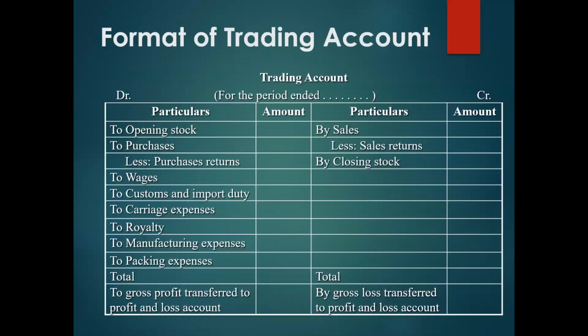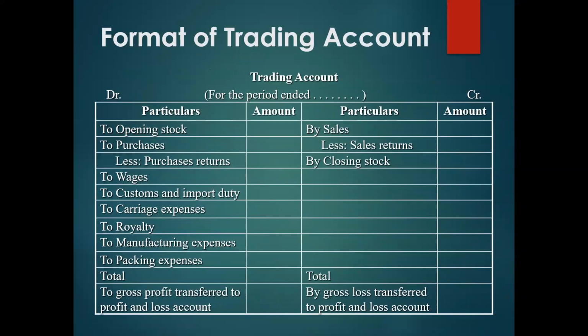So this is the format of the trading account. If you see carefully, on the debit side, there is the opening stock of the business, the purchases made, and less the purchase returns. That is, if there are any purchase returns, you have to subtract those from the total purchases made, and the remaining amount, or the remaining cost, has to be entered in the amount column, along with the wages, the customs and import duty, and the carriage expenses.